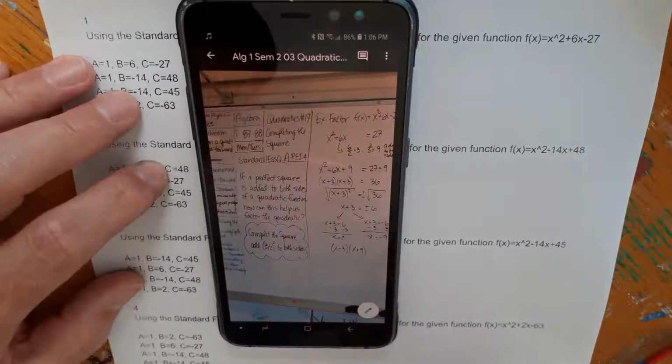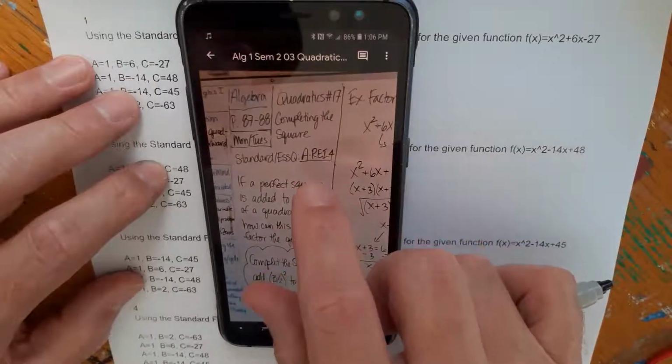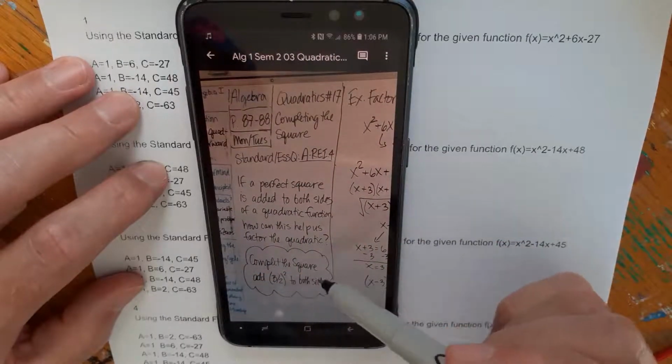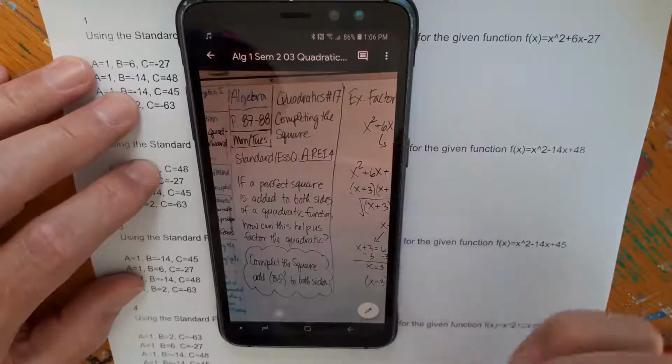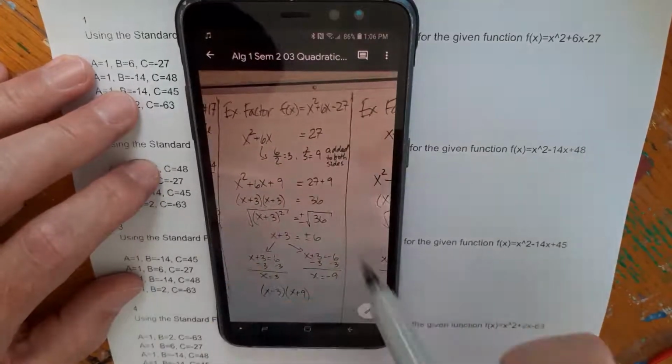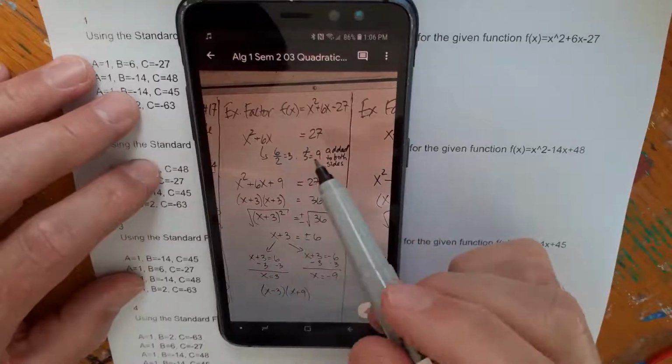Mine, sometimes I have to load twice just to let you know. And it says Quadratics 17, kind of hard to see, but here you go. Completing the square is we're going to add b over 2 squared to both sides. Here's an example. We're going to start out with a trinomial, and we're going to factor it. This is using a method called completing the square.